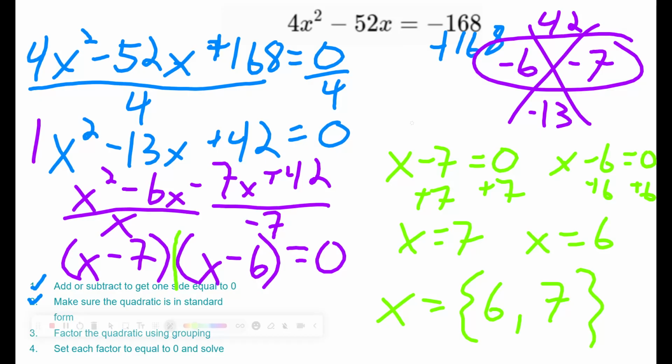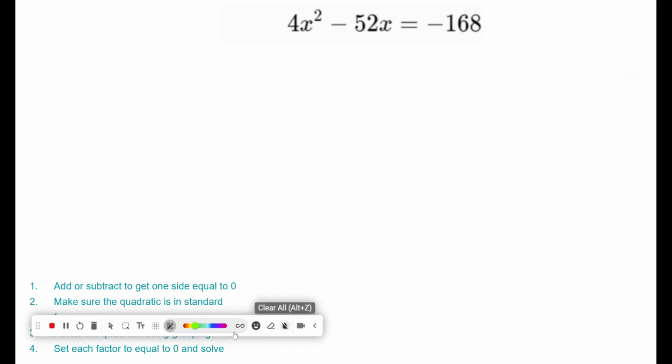All right. So we've gotten some practice with factoring expressions, and now we're working on equations. Hopefully that made some sense. Let's go to a new example.